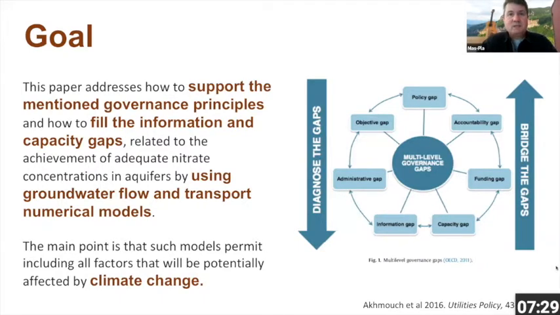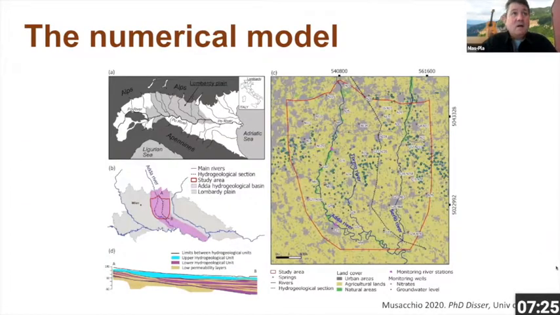Let's go to the next, please. Another one, please. Okay, the study area is located in the Lombardy Plain, east of the city of Milano. It has an upper aquifer and a lower aquifer, which is a multi-layer aquifer with more than 150 meters thickness. And let's go to the next, please.